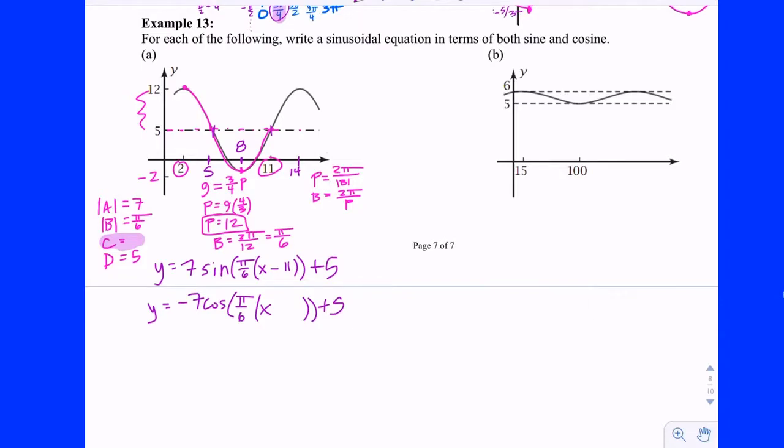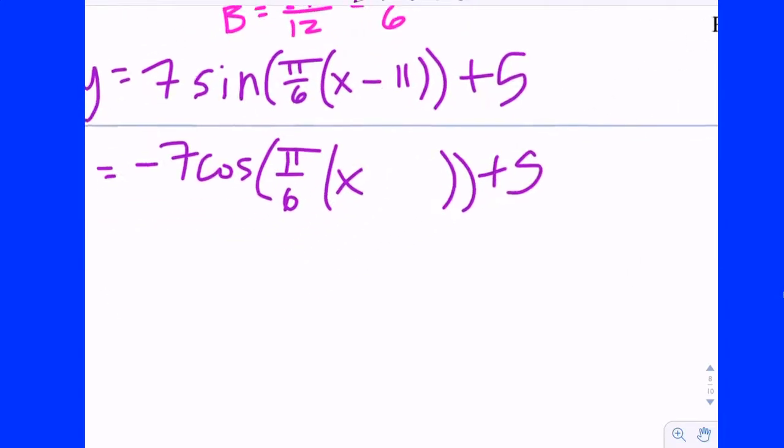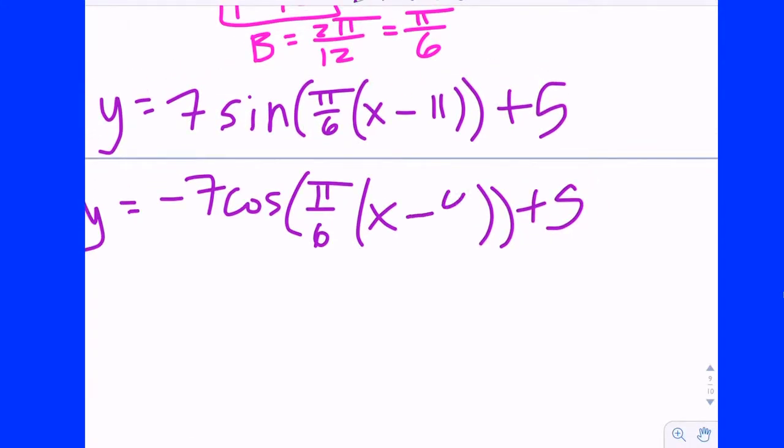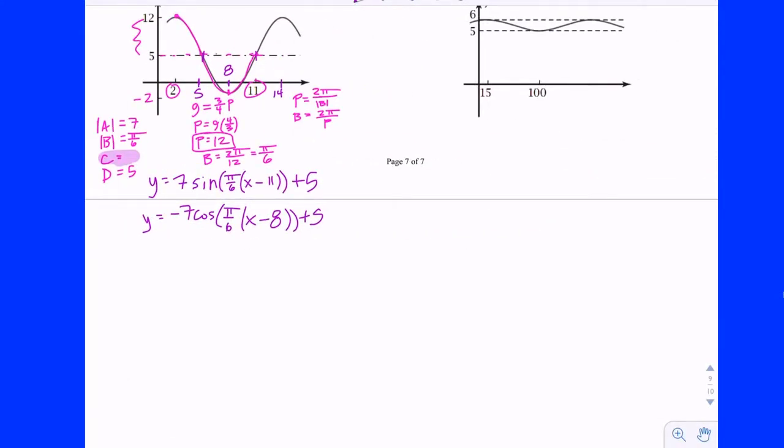Do we have a low point labeled? Yeah, at 8. So is it plus or minus 8? Minus 8. There you go. You can keep going.